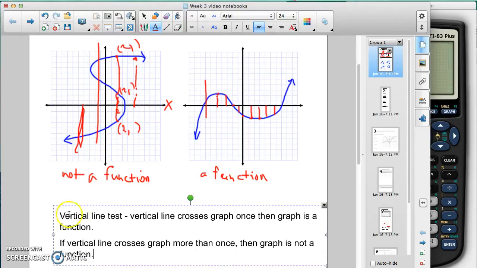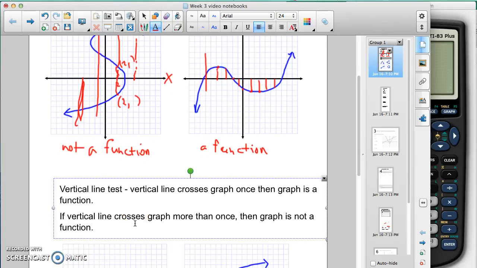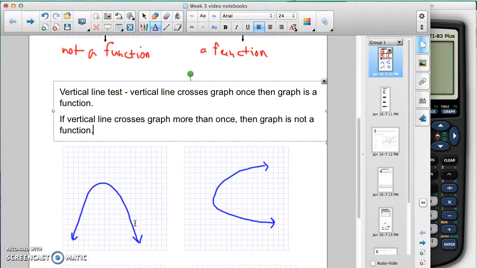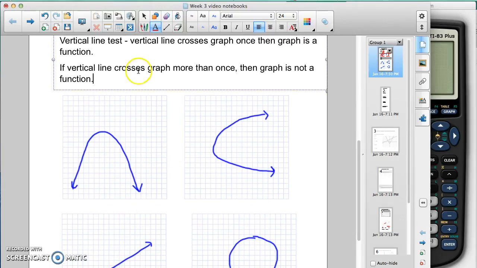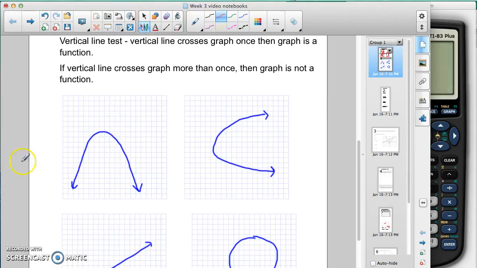All right, let's take a look at a couple of these below. I've got a couple examples of graphs here. These are both U-shaped curves. And in one case, when we draw vertical lines over here, we're only going to get a single crossing. So each time I draw a vertical line here, this one's going to be a function, because the vertical line only crosses once.